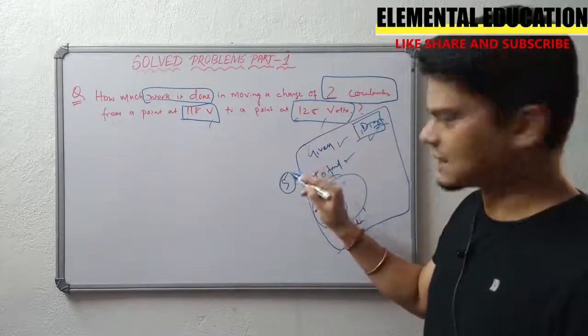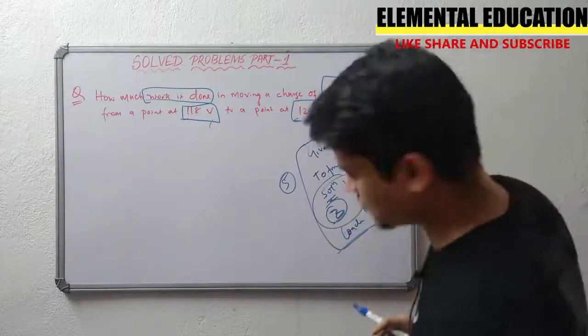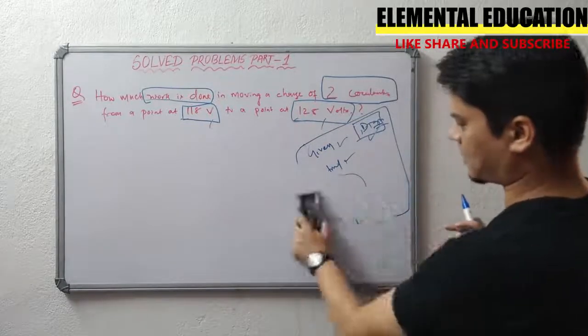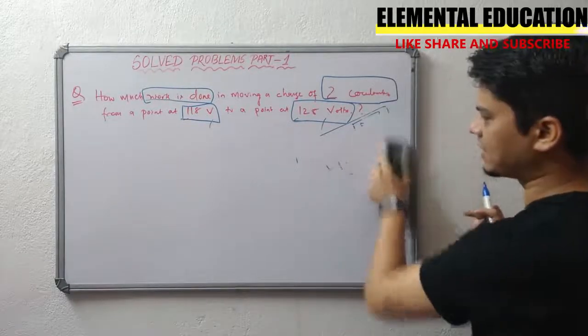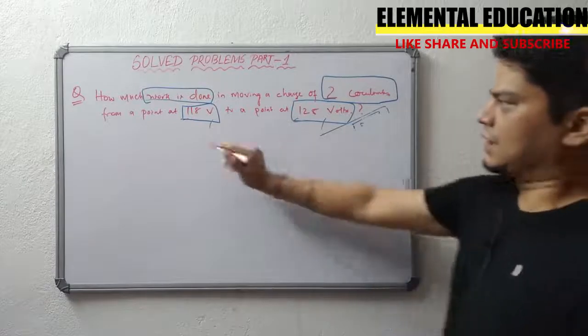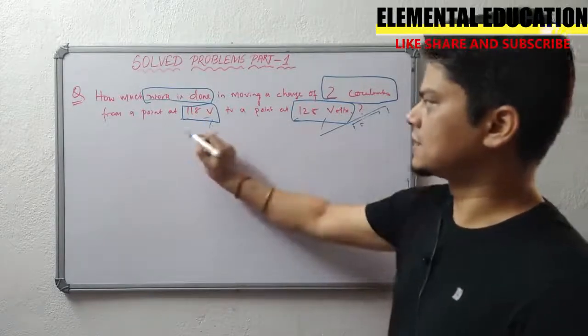you should write the question, solve the answer like this. So let's begin. What is our given here? Given is 118 volt.